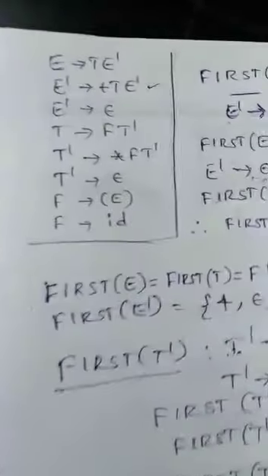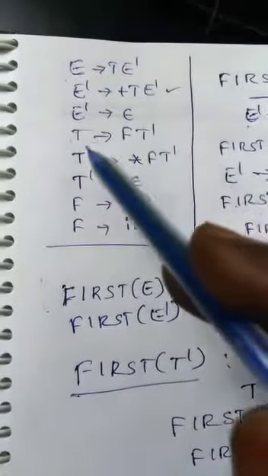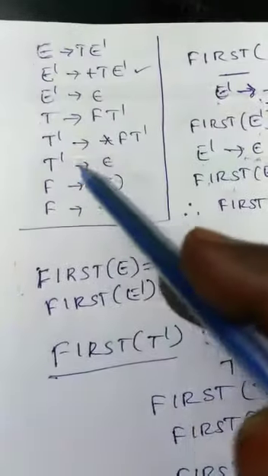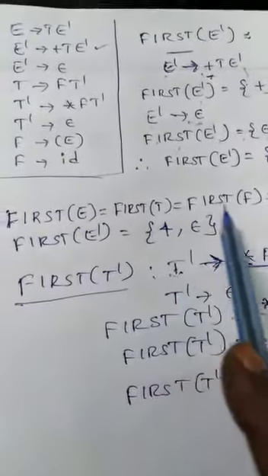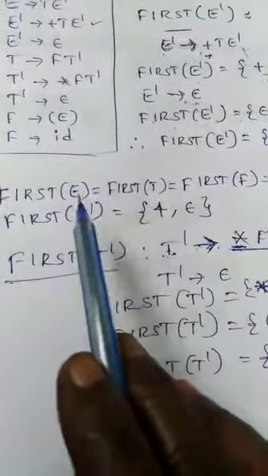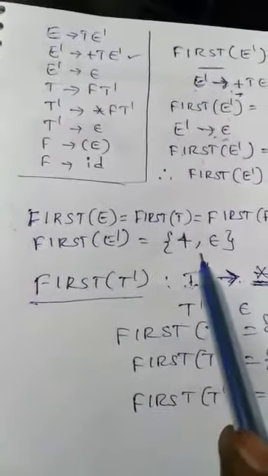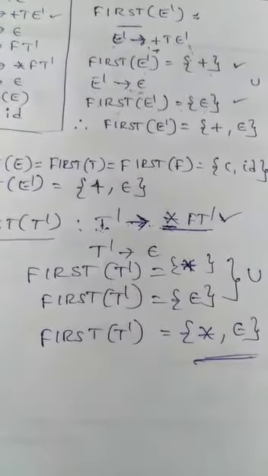So these are the first values for the given grammar: E tends to T E dash, E dash tends to plus T E dash, E dash tends to empty, T tends to F T dash, T dash tends to star F T dash, T dash tends to empty, F tends to open parenthesis E close parenthesis, F tends to ID. So first of E, first of T and first of F, all three non-terminals, are equal: open parenthesis and ID. But first of E dash has plus comma empty, and first of T dash has star comma empty. So next we go to the follow function.